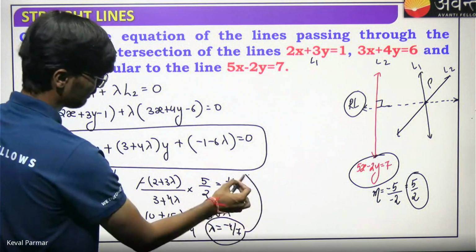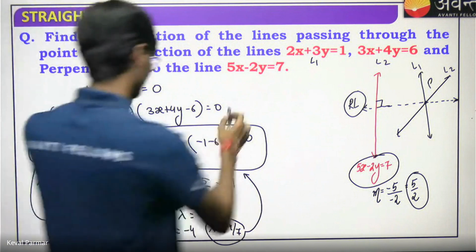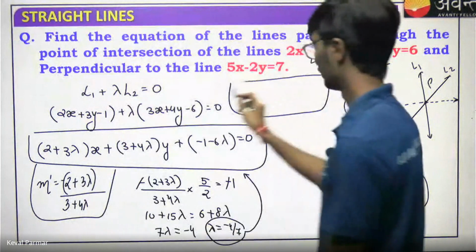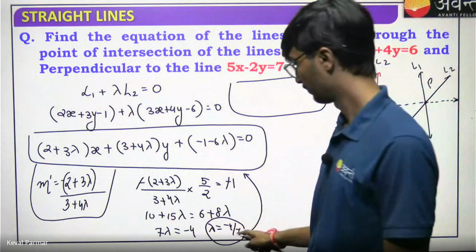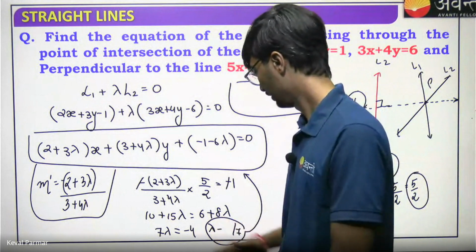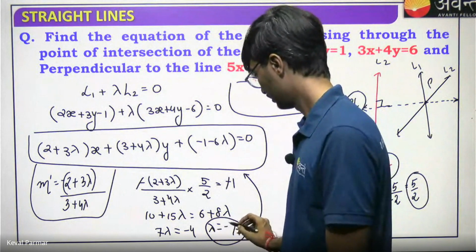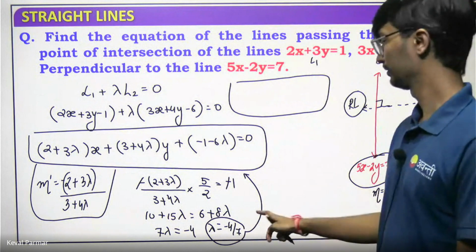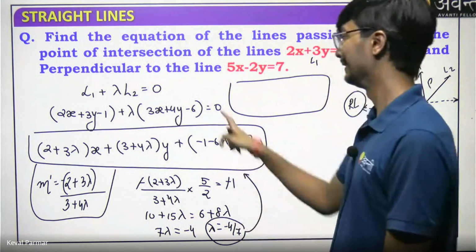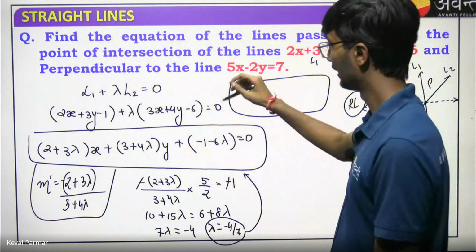Now substitute the value of lambda here and give me the equation of the line. Come on, I am waiting for you. I got lambda is minus 4 upon 7. Also, please take the value of lambda as minus 4 upon 7. I hope I have not made any calculation mistake. And I want you all to substitute this value of lambda here and get me the final answer.